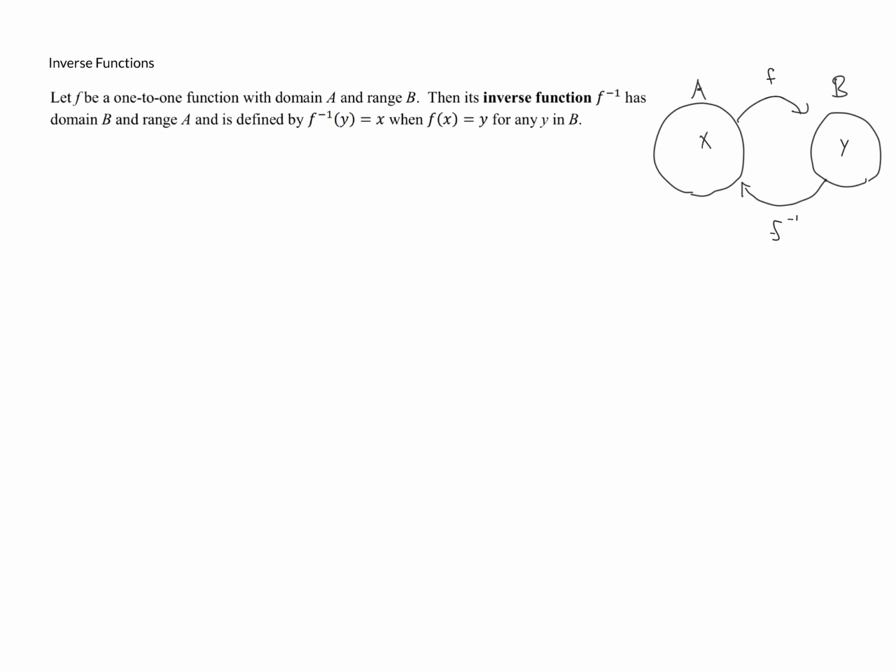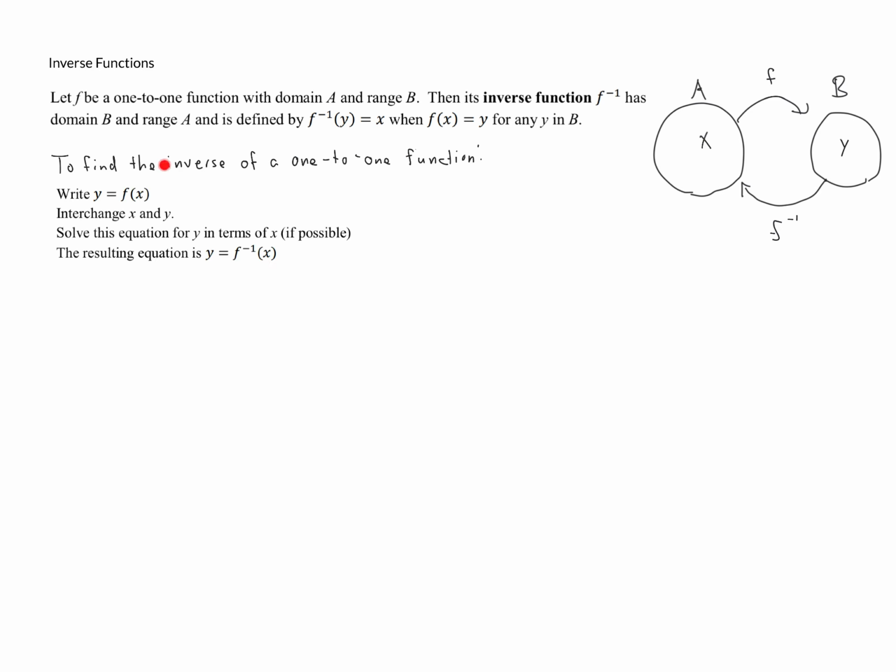Now, there's a lot of things that we could say about inverse functions, but I want to focus right now on how to find the inverse of a function. If we're given a function, how can we find its inverse? And we have a short step-by-step method for this. To find the inverse of a one-to-one function, we start off by writing the function as y equals whatever the function is. We switch the x and the y, we interchange those variables, and then we solve for y in terms of x, and then the resulting equation is our inverse.